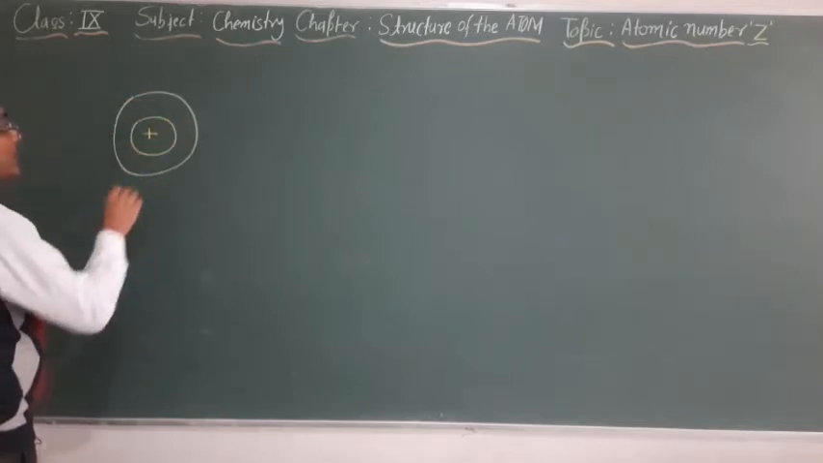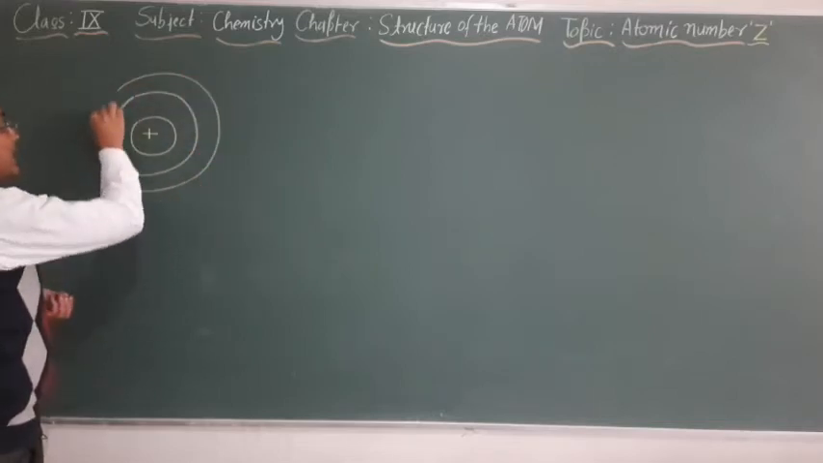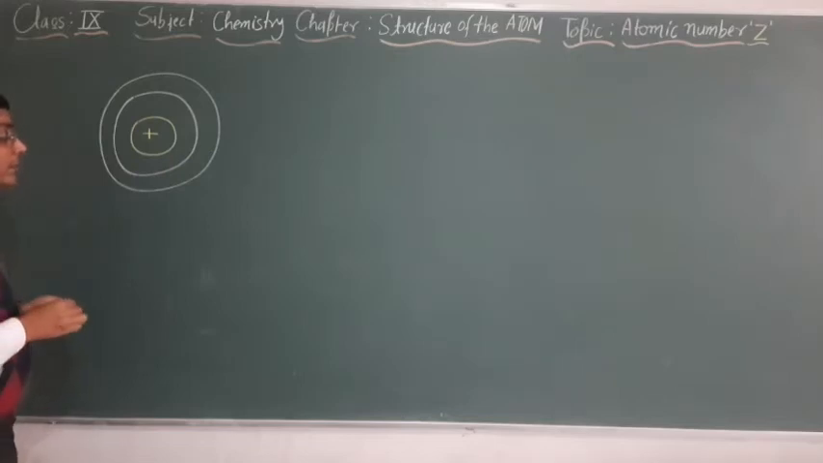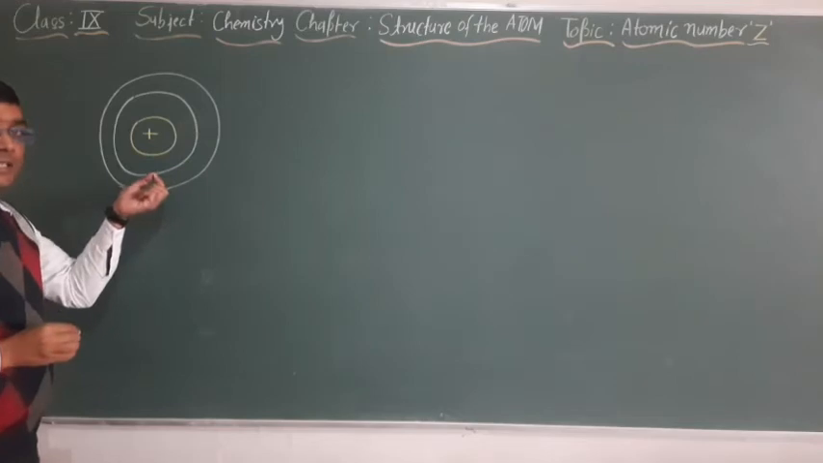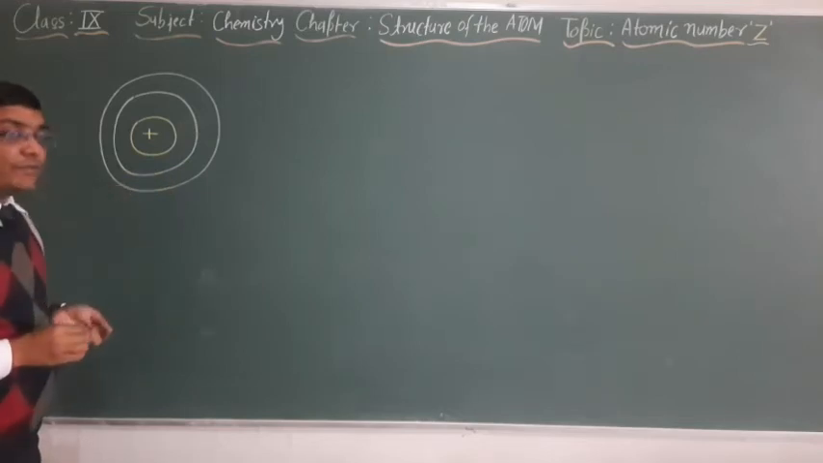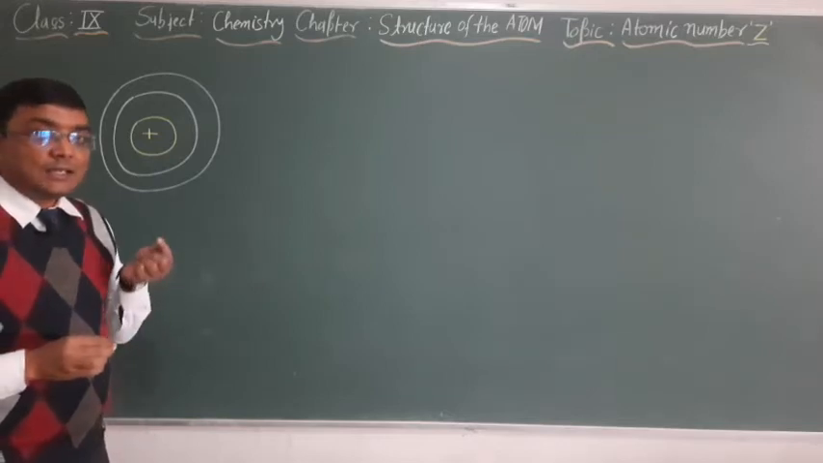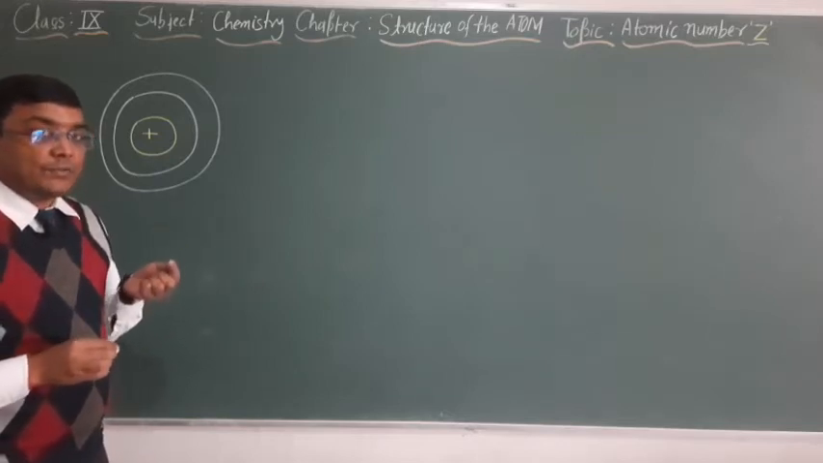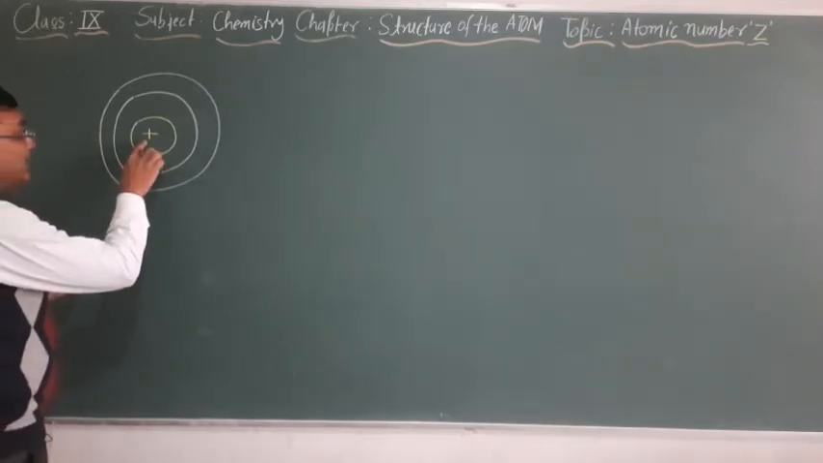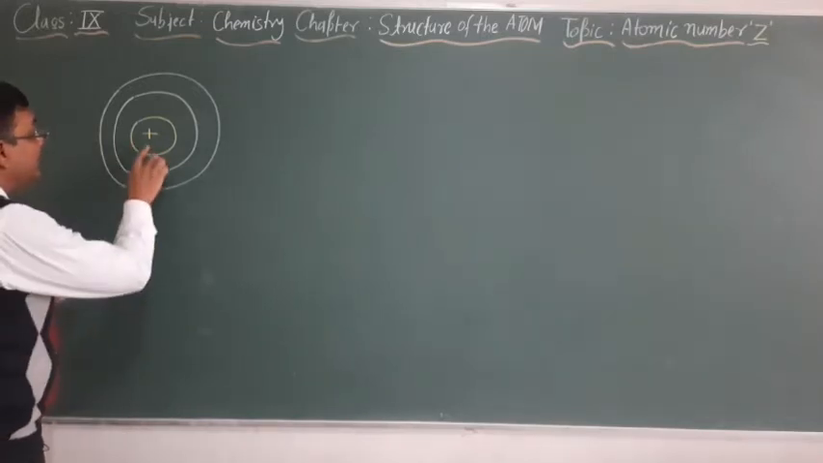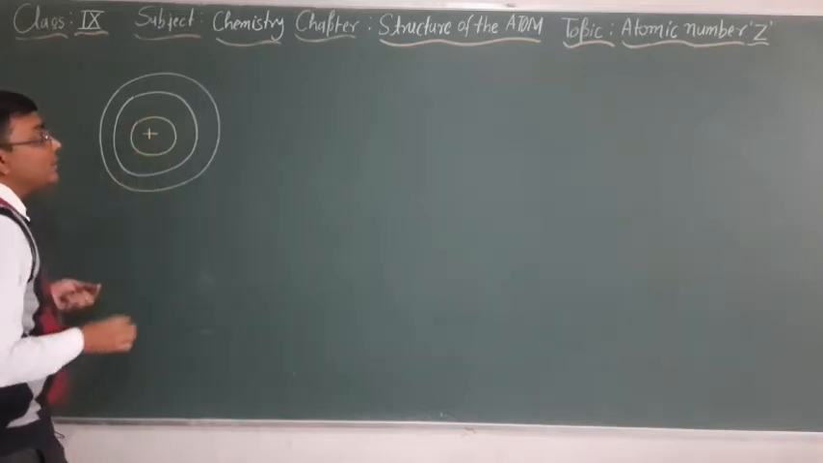Apart from the nucleus, there are a number of energy levels, and in those energy levels electrons reside. Each and every energy level has a different accommodation capacity for electrons. First of all, this is the nucleus, and let us look at the characteristics of the nucleus.